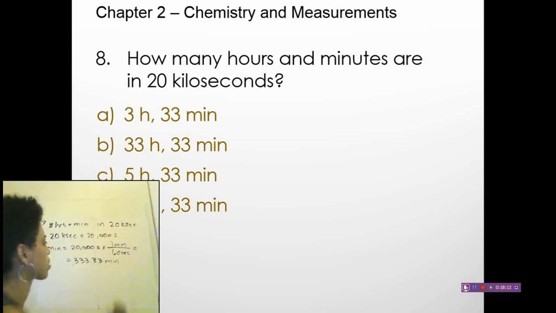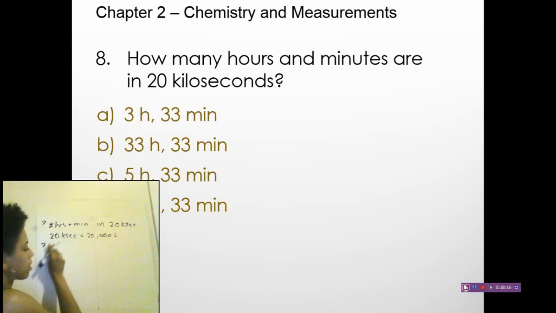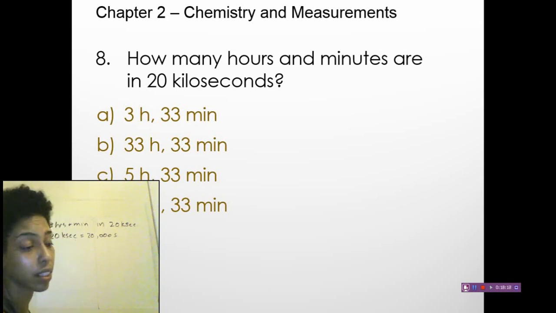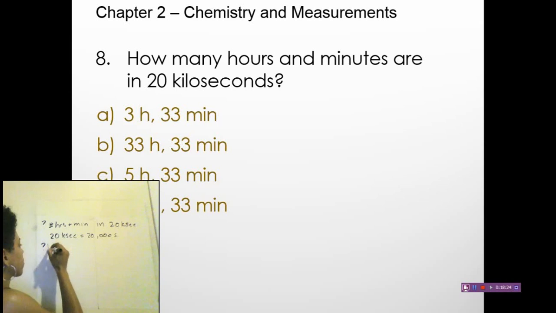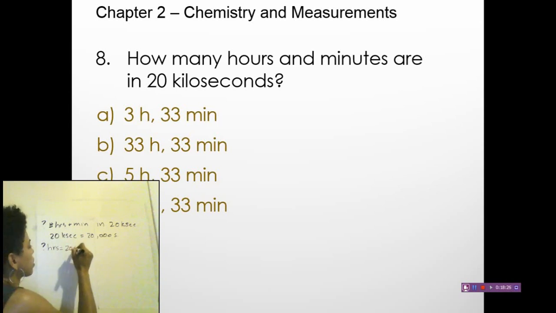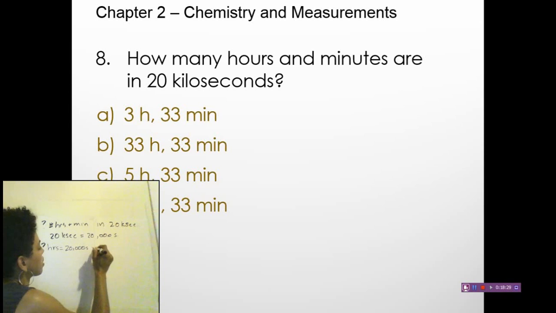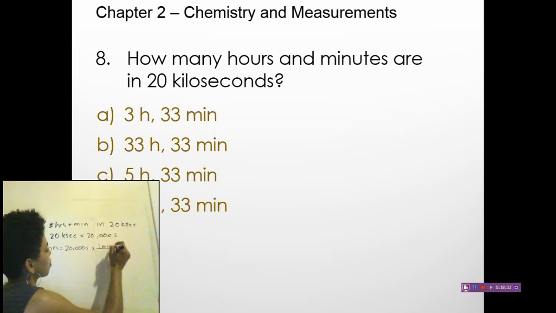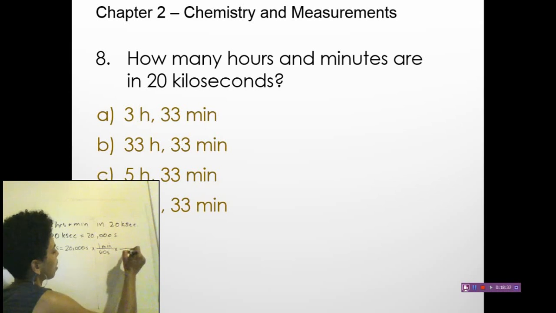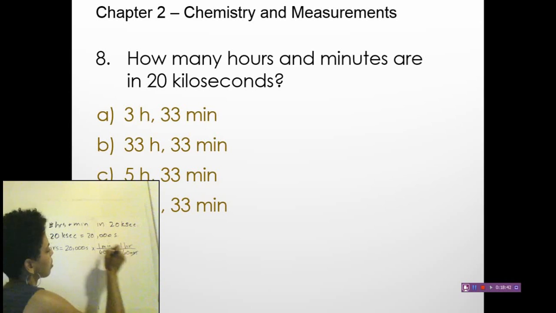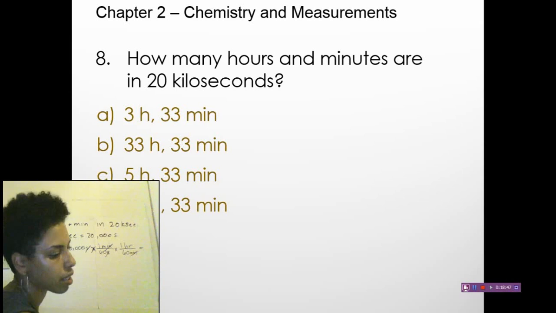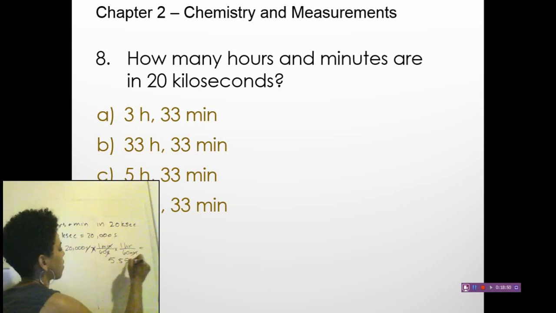You know what? Let's do it the other way. I'm sorry. Let me back up. Instead of finding the minutes, let's find the hours. 20,000 seconds times 1 minute over 60 seconds times 1 hour over 60 minutes, right? So all those cancel out, and we end up with 5.55 hours, right?